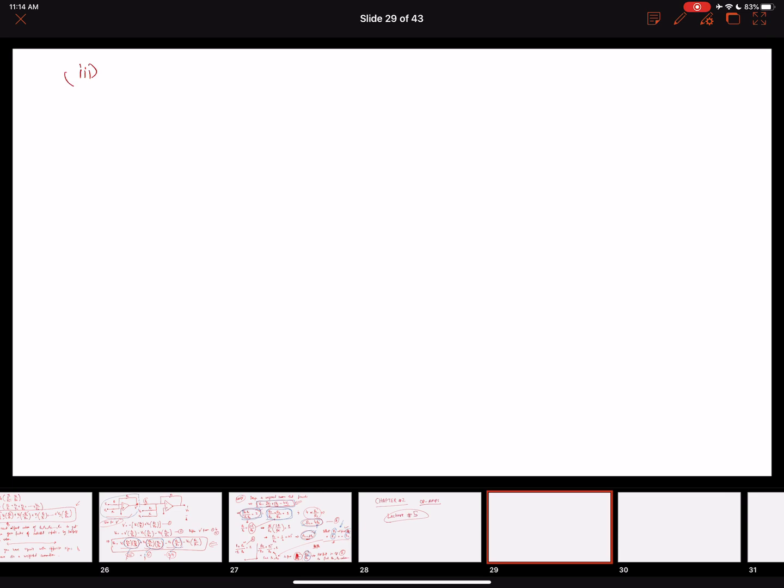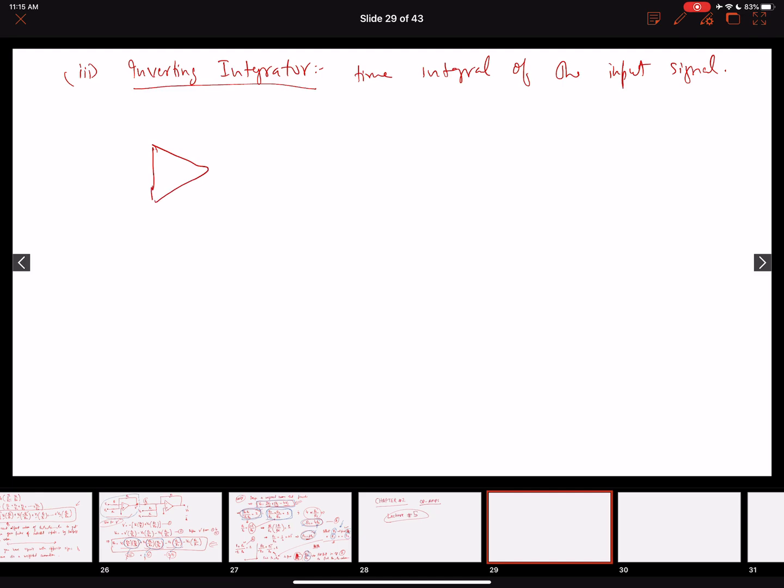Okay, so this is our third one, inverting integrator. What we are interested in is finding a time integral of the input signal. So how we can find a time integral of the input signal using an inverting configuration, this is what we are going to see today. Let me make the circuit diagram, and then we are going to solve the circuit.